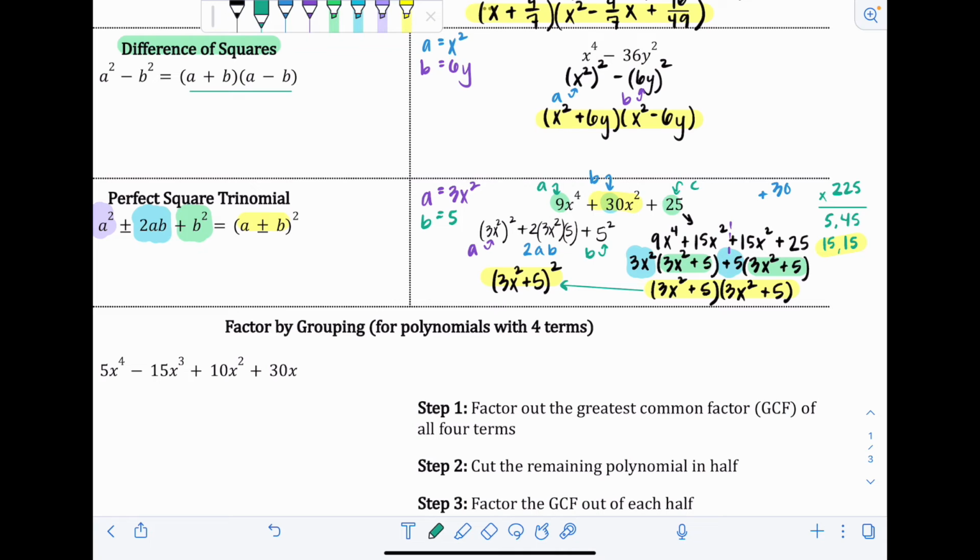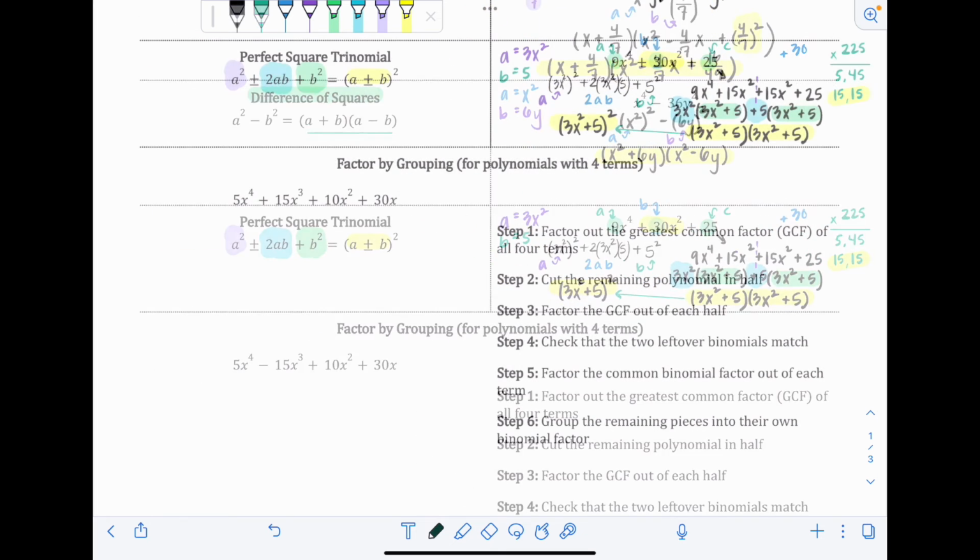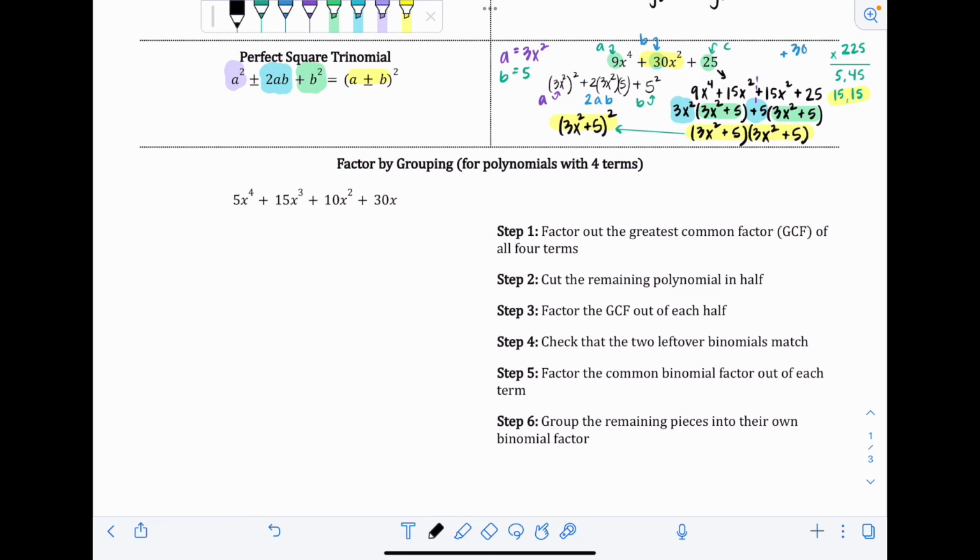So maybe that was a bad example because that one took a little while too, but just know that if it's a perfect square trinomial, you can factor it either way. Either way works. So the next section is factor by grouping, which we did on the previous example, but this is not for a perfect square trinomial, it's just any general four-term polynomial.